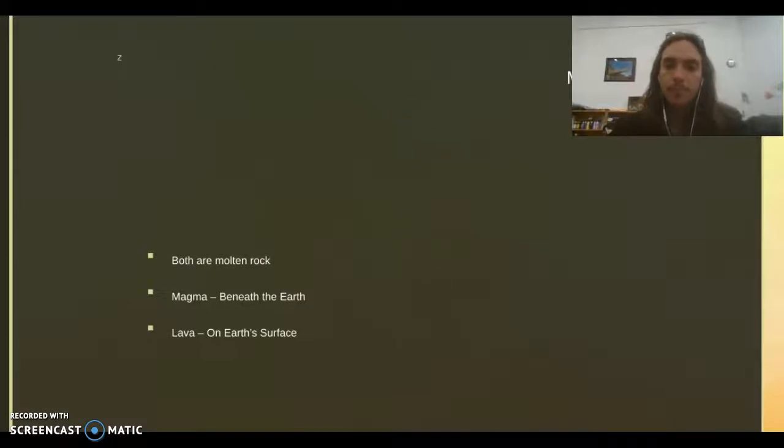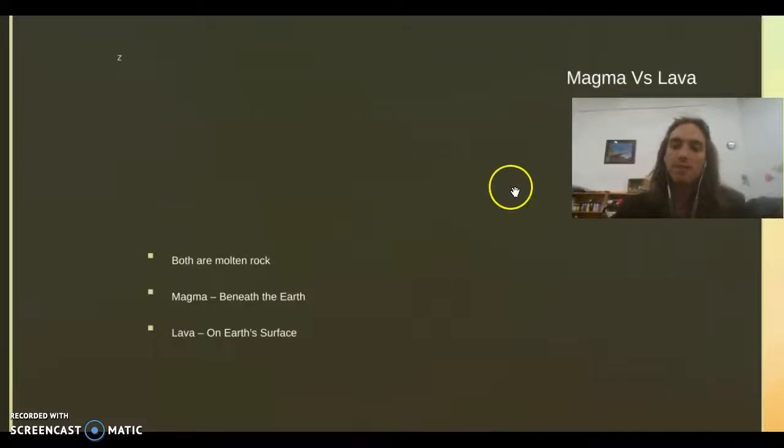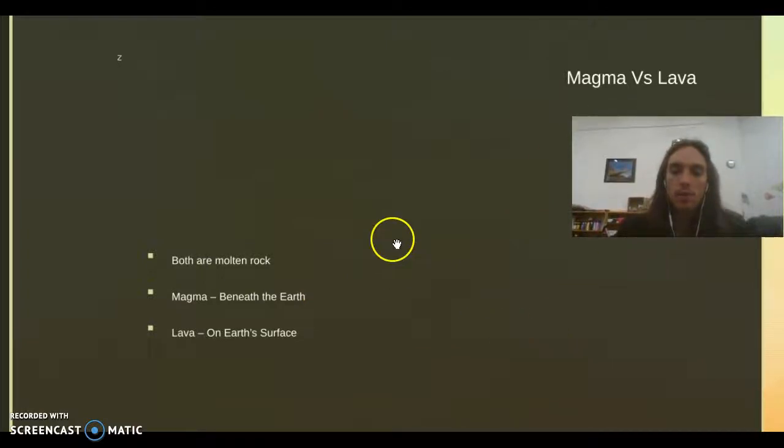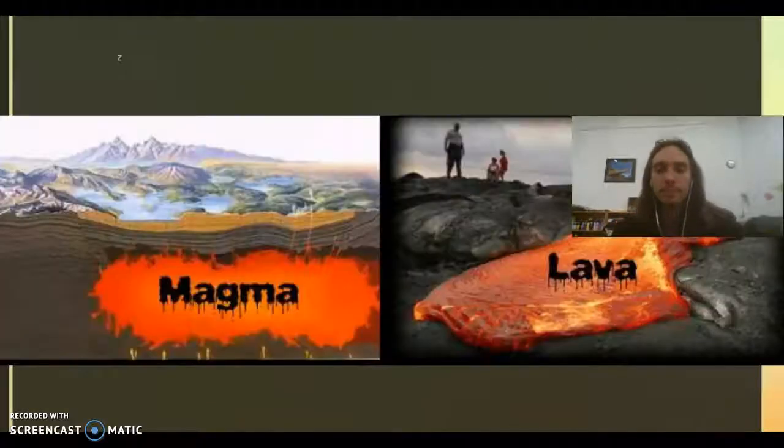So magma versus lava, this is important to understand. So magma and lava are both molten rock, and they're both associated with volcanoes. The difference is magma is beneath the Earth's surface, okay? Remember that, magma beneath the Earth's surface, and lava is on the Earth's surface. So when you think of an explosive volcano, all of that molten rock is going to be lava coming out of the volcano. On the inside of the volcano, that's magma.